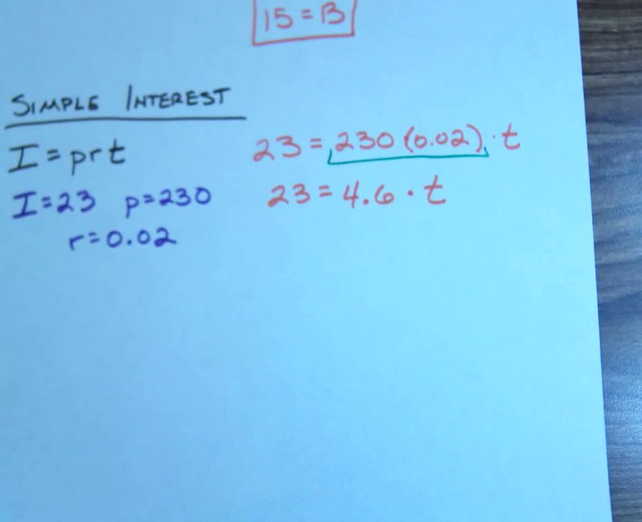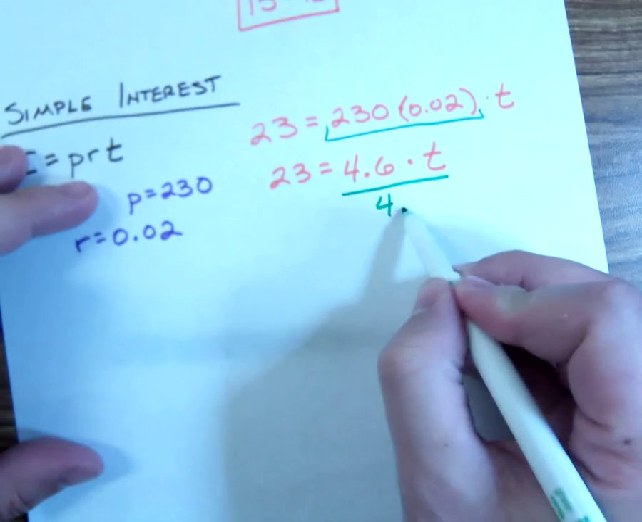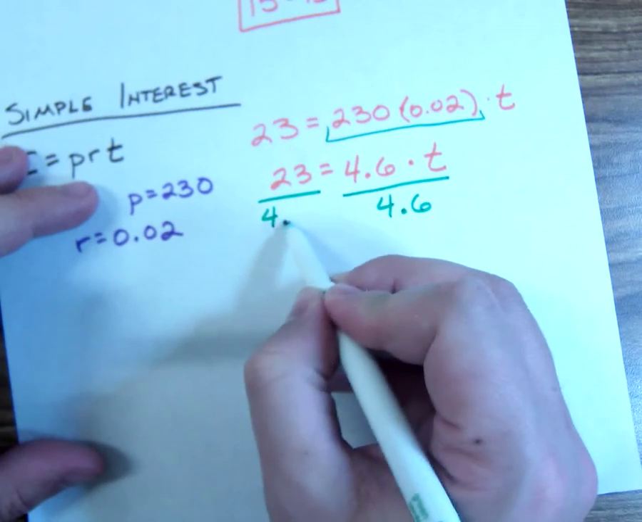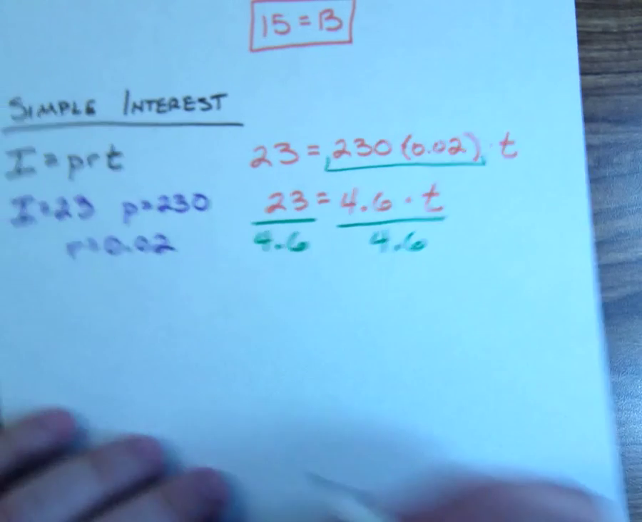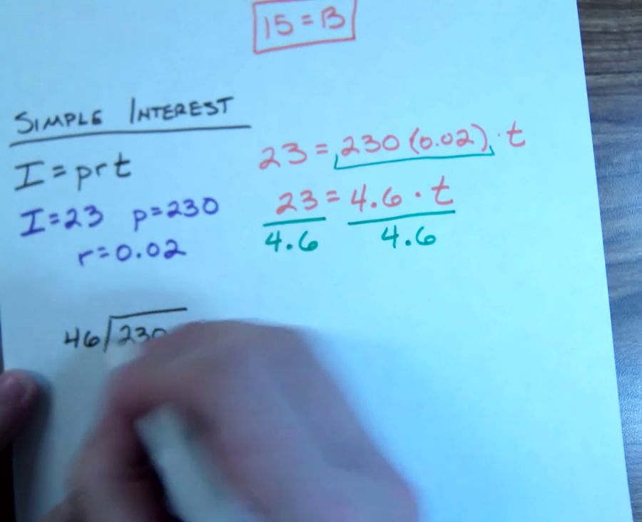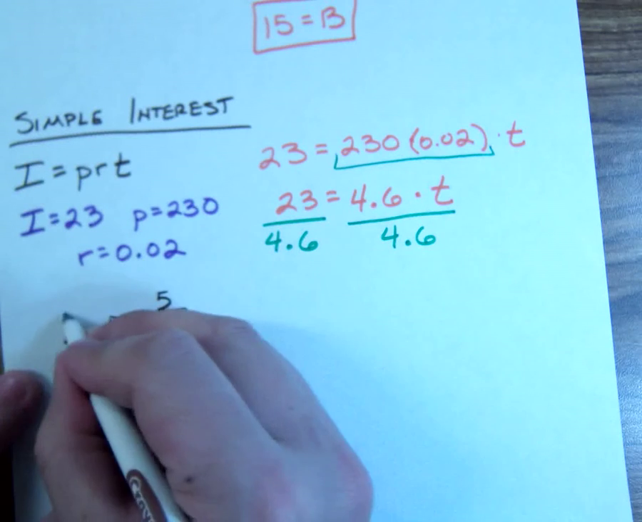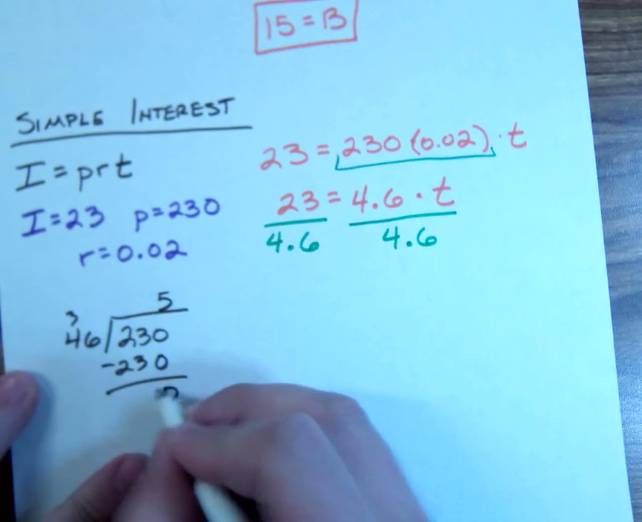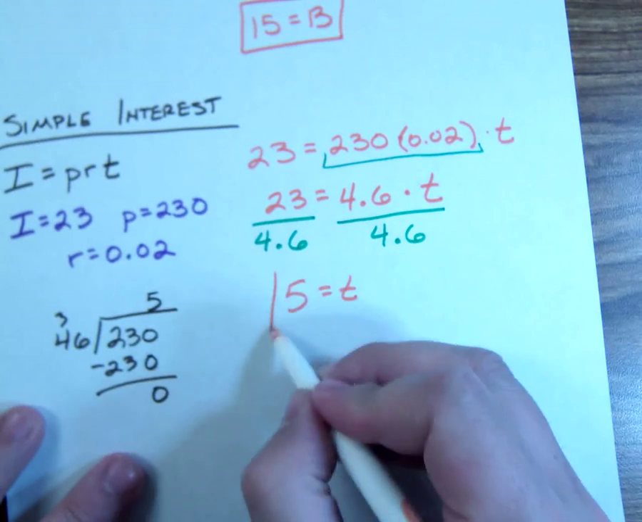Then what? Equals 23. Oh, you're good. Yeah, what's my next step? Divide by 4.6. You are almost certainly going to want a calculator for 23 divided by 4.6. That is not an easy problem to do without a calculator. Is it just 5? Yeah, 5. Okay. So, 5 years. Yeah, 5, we assume years.